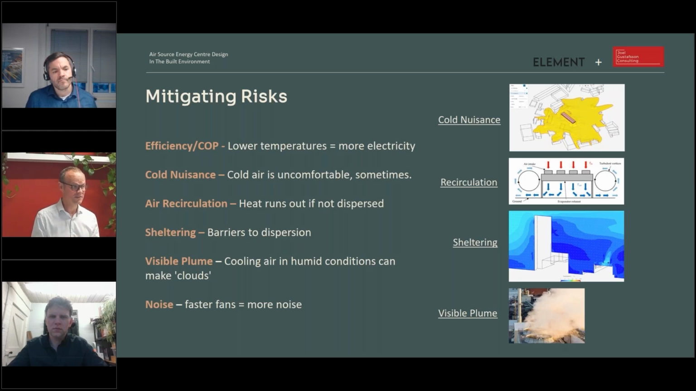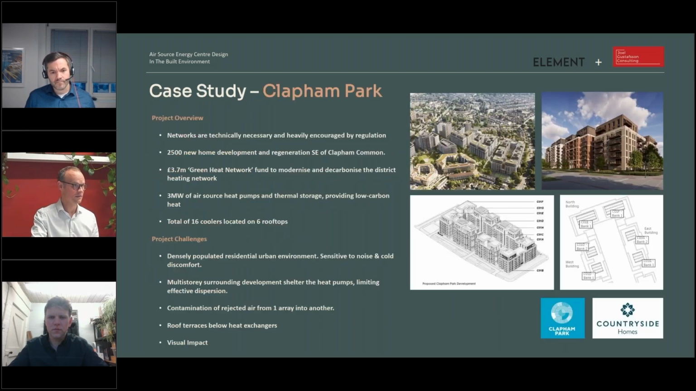And then noise. Lastly, here, this is very tightly regulated in most countries, European certainly. So we can't just always use faster fans to get us out of this challenge, although it is the key issue.